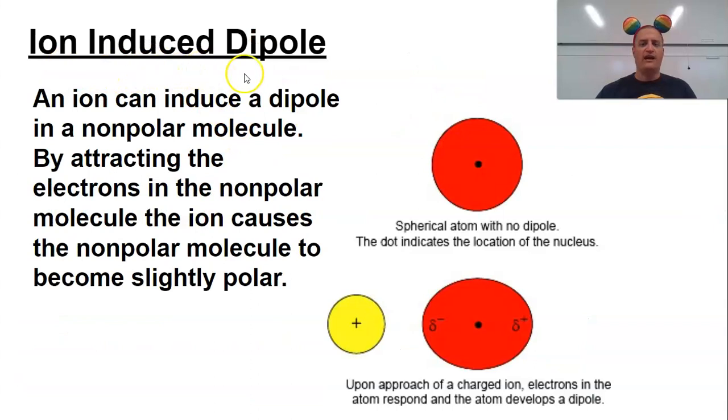Now, you also can have ion-induced dipole. So this is something we come across probably the least. If you have a spherical atom, no dipole. And then if you have a charged ion coming close to it, it can induce a dipole, pulling the electrons closer to it, leaving the other side positively charged. This would be something like if you had, you'd have to be around a nonpolar substance.